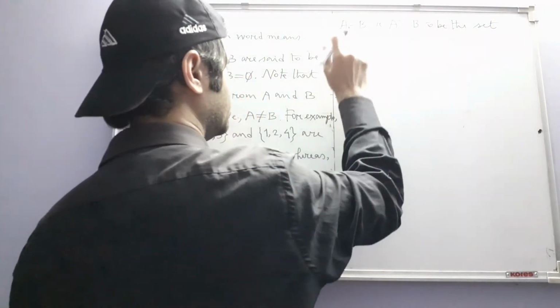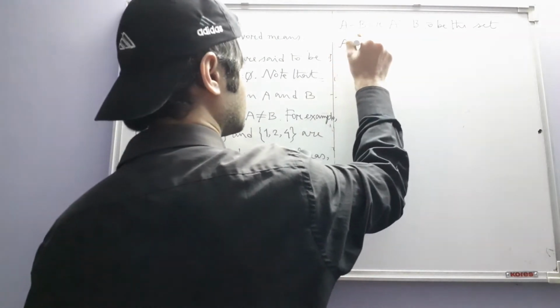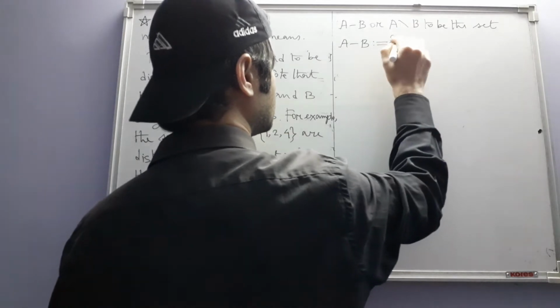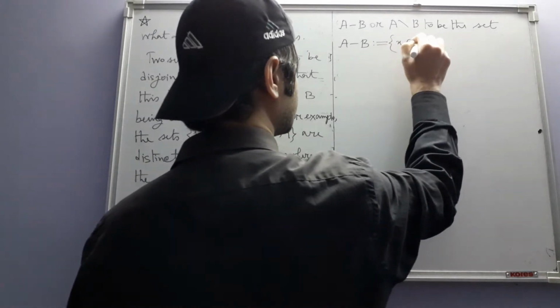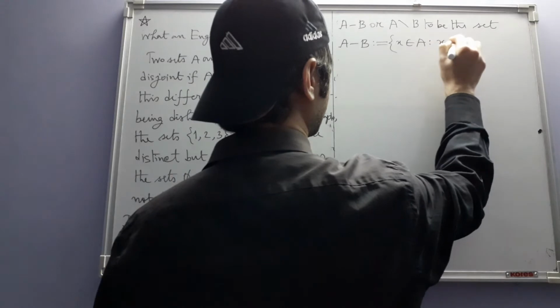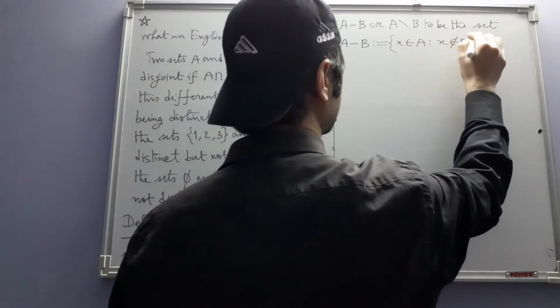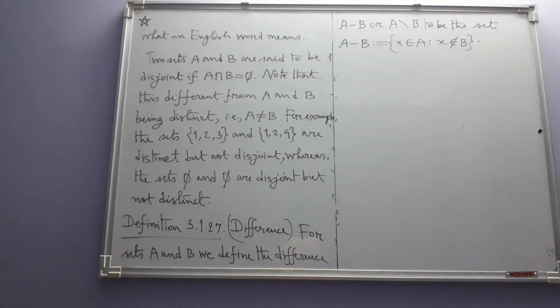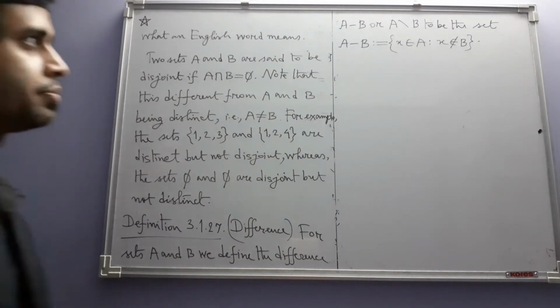Let me write it here. A minus B is the set of those elements of A which are not in B. I mistook this one for intersection. I was thinking of something else.